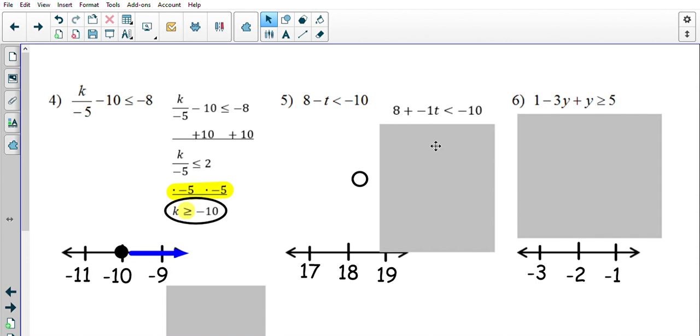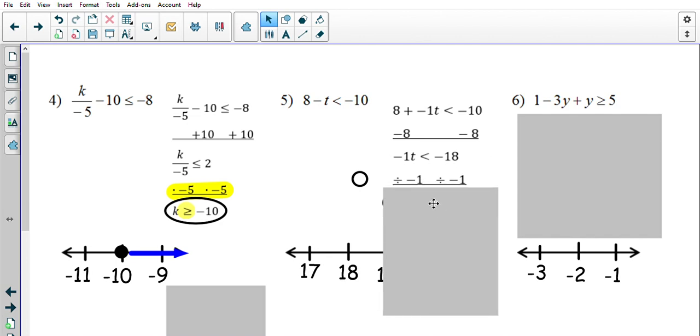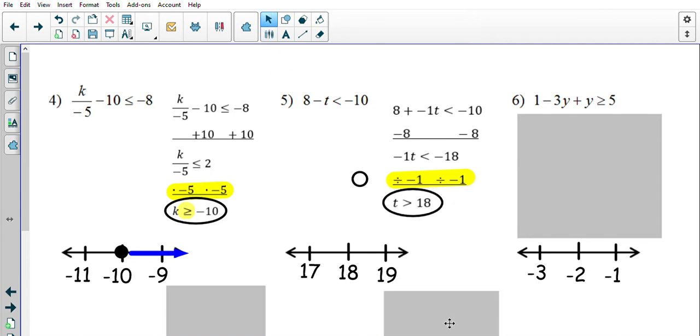The inverse of adding by 8 is to subtract 8. That will get us negative 1t is less than negative 10 minus 8, which is negative 18. The inverse of multiplying by negative 1 is to divide by negative 1. Like our last question, though, we're dividing by a negative, or multiplying by a negative, as it was in number 4. So we're going to flip our inequality symbol around. So the t is going to stay on the left, but our symbol goes from less than to greater than. And of course, negative 18 divided by negative 1 is positive 18.